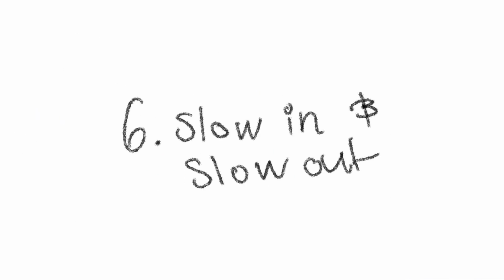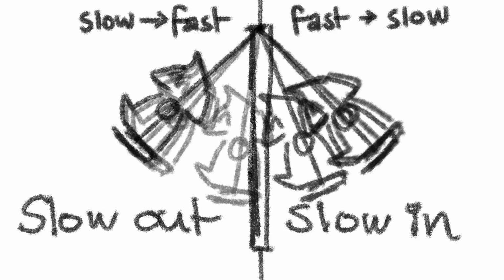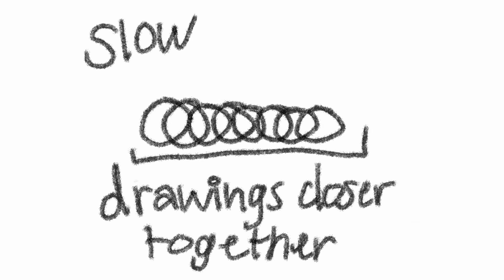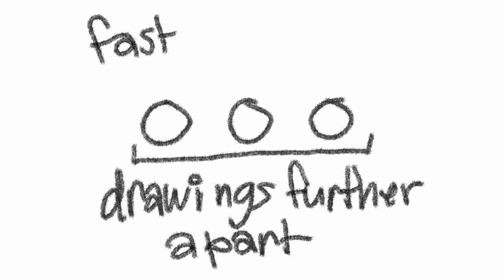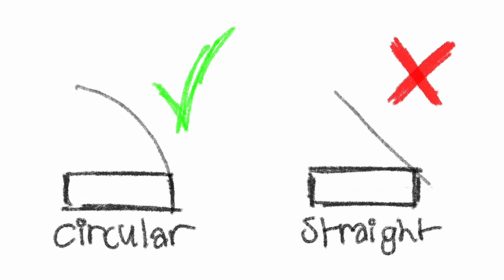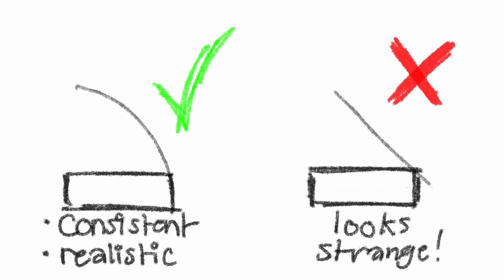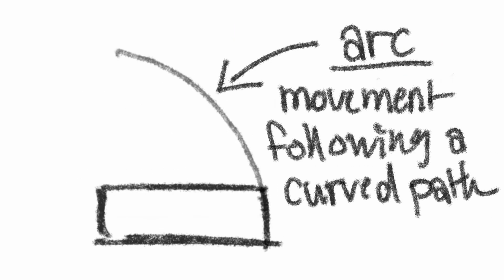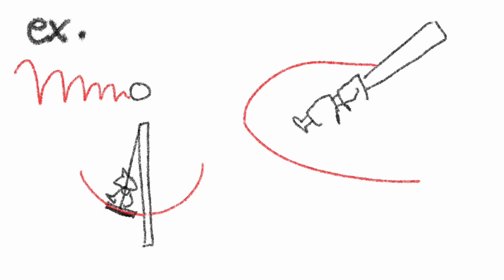Slow in and slow out. Drawings closer together are slow, and drawings further apart are fast. It's essentially acceleration and deceleration. Arcs. Arcs is movement following a circular path. It keeps the movement consistent and realistic, otherwise it just looks strange. Almost all movement follows an arc.